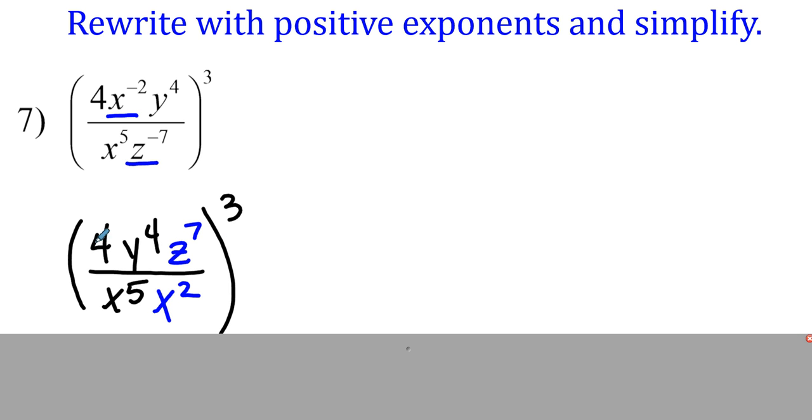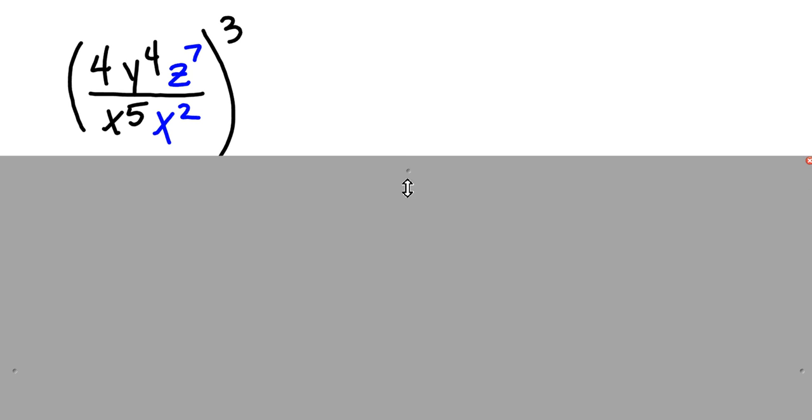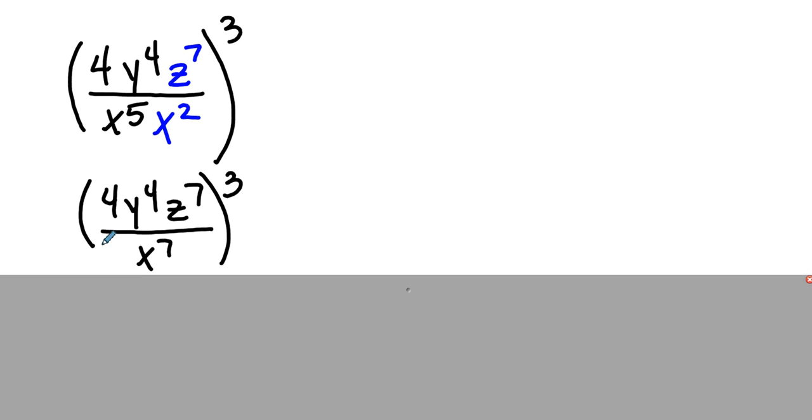again, we do a quick scan of the numerator. There are no like terms that we can combine here, so we're okay. But in the denominator, notice how you have x to the 5th times x to the 2nd. That's a total of 7 x's in the denominator, so we can rewrite that as x to the 7th. So now that the numerator and denominator are simplified and everything is where it belongs, we can start working on the 3 sets of the inside of our quantity. So that means we're going to have 3 sets of 4, 3 sets of y to the 4th, 3 sets of z to the 7th, and 3 sets of x to the 7th.